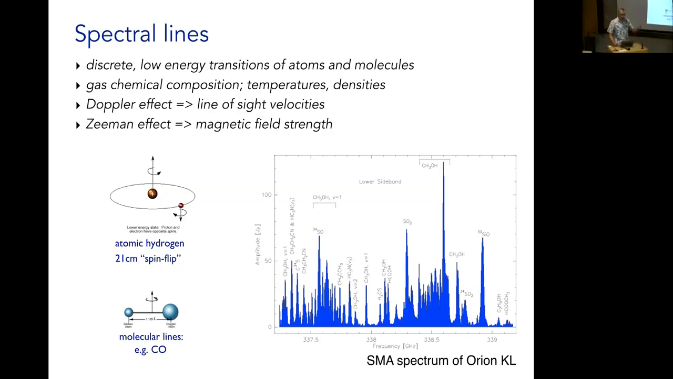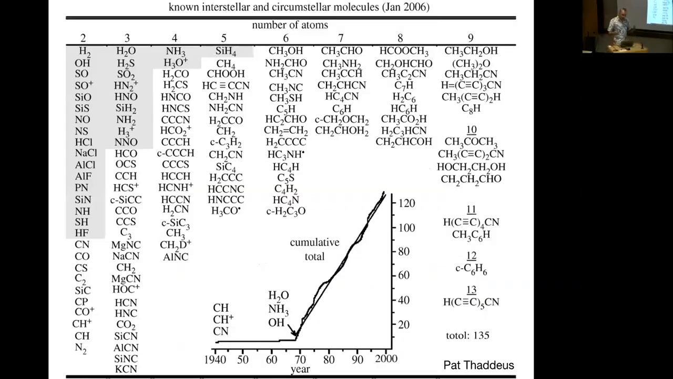You can measure motions from the Doppler effect, and then there are other effects, like the magnetic interaction between the electrons and the protons. You can back out from the Zeeman effect the magnetic field strength. So that's a very rich area, of course. The millimeter submillimeter regime is extremely rich. There are many molecules now known.